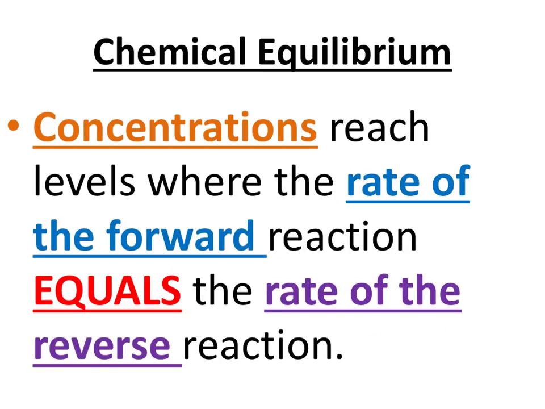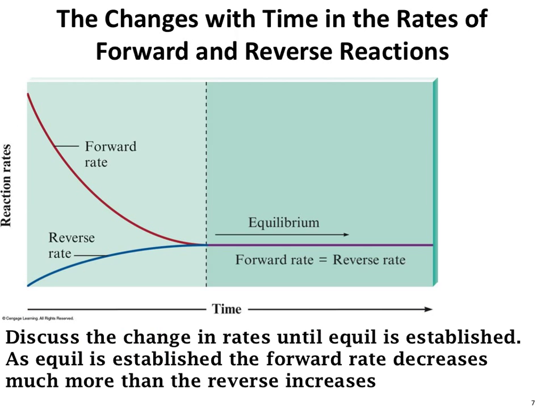All right, chemical equilibrium: the concentrations reach levels where the rate of the forward, and again, what is rate by a simple definition? It's a change in something over time, okay? When we talk about rate, what is the most common rate we talk about? Miles per hour. That's a change in distance. Well, in chemistry, we talk about change in concentrations over time. So the rate of the forward, which is going from reactants to products, is equal to the rate of the reverse, which is going from products to reactants.